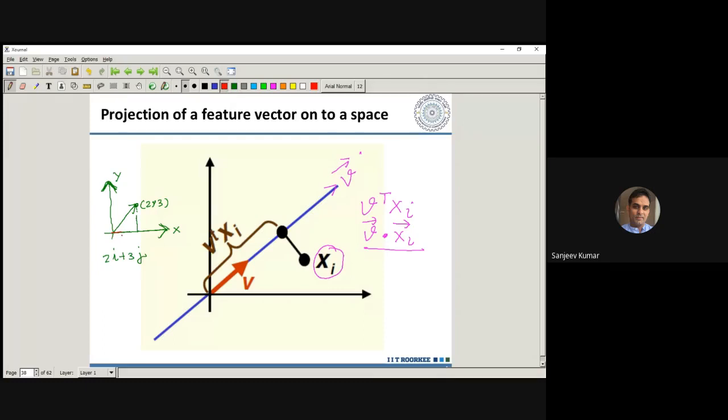Let me go to this one. So this will be the projection at 2, 0. What will be this particular thing? This will be 2i plus 3j, and dot product with which one? The vector along the x-axis. What is that vector? i. So the dot product gives you 2. So this distance is 2. This is the projection.